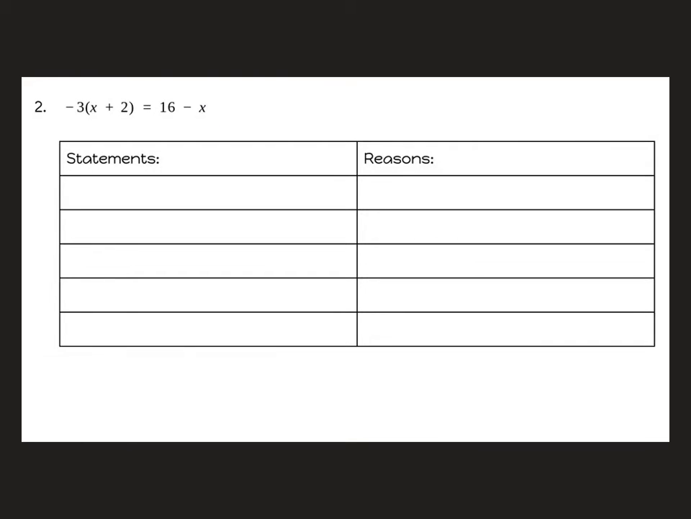Proof number 2 is really similar, so I'm always going to write down what I'm given under the first box in the statements. My reason is always given, and then I'm going to start solving. So if I were going to solve this equation, the first thing I would do is the distributive property, and I would get -3x minus 6, and I'm going to rewrite everything else.